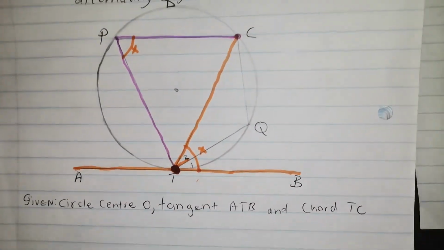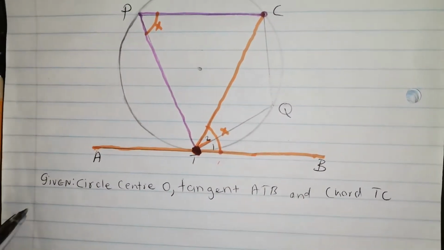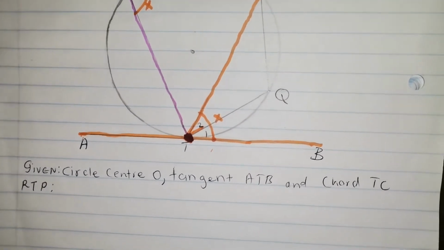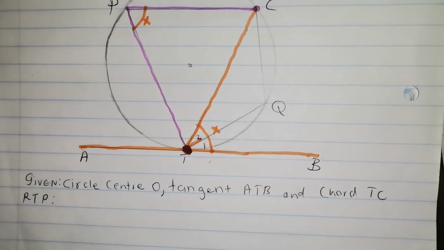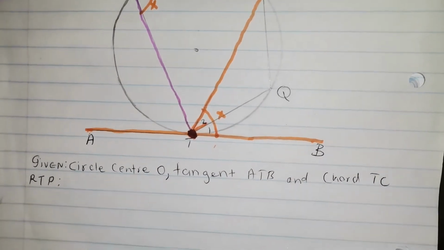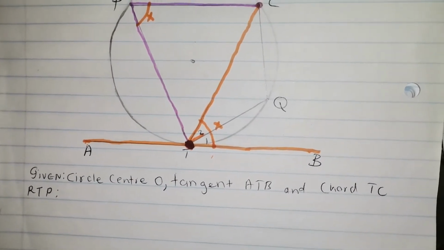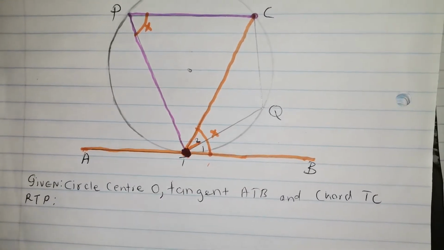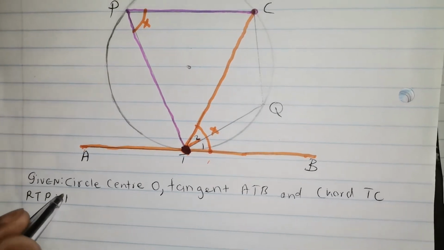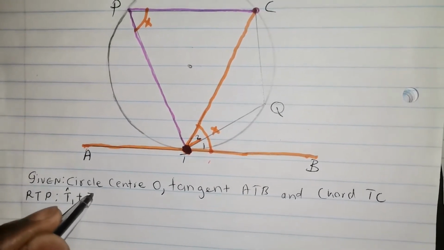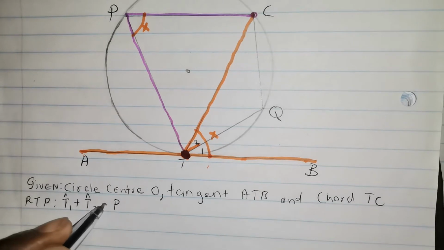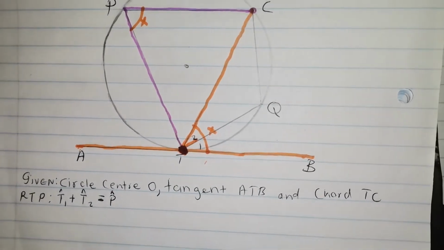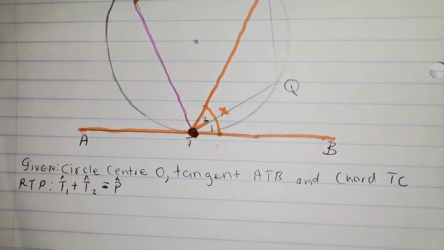Then construction, or required to prove, they will just give you this information and you fill it up. But sometimes they will give you the whole information: given, required to prove, and construction, and you will construct by yourself. You are required to prove that indeed T1 plus T2 is equal to angle P. And then construction.